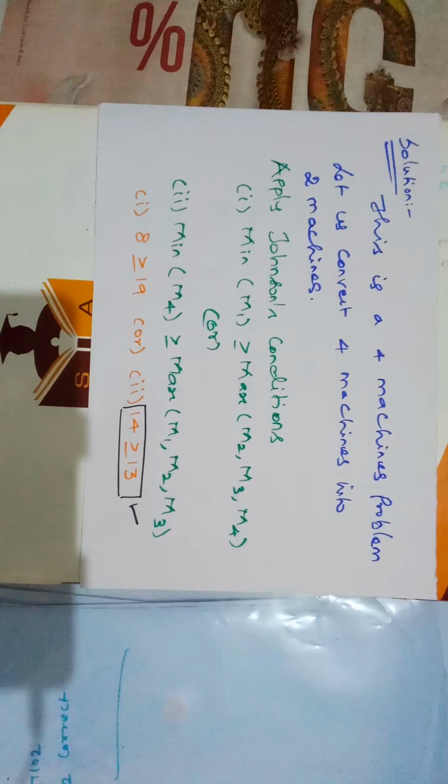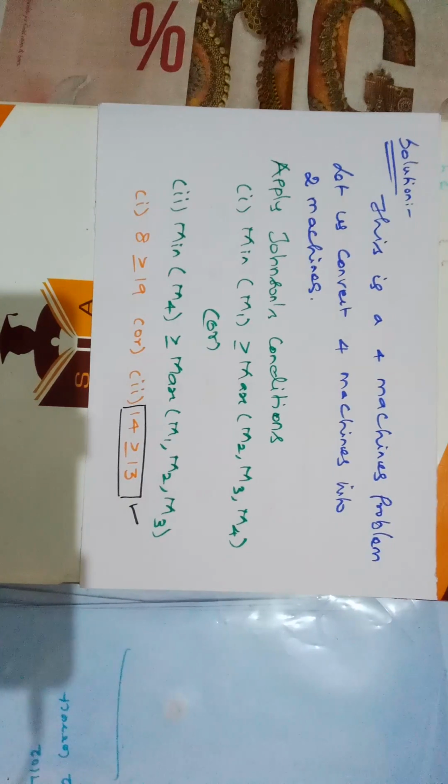This is a four machine problem. Let us convert four machines into two machines. The condition is given by Johnson, and it is called Johnson's condition. There are two conditions. Number one, minimum of M1 is greater than or equal to maximum of M2, M3, M4. Similarly, the second, minimum of M4 is greater than or equal to maximum of M1, M2, M3.